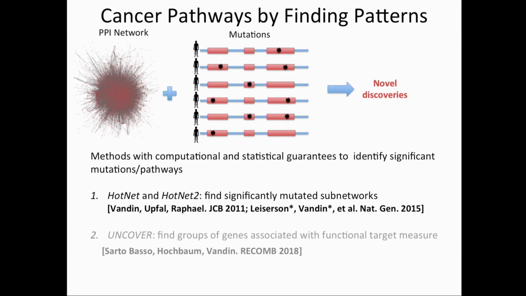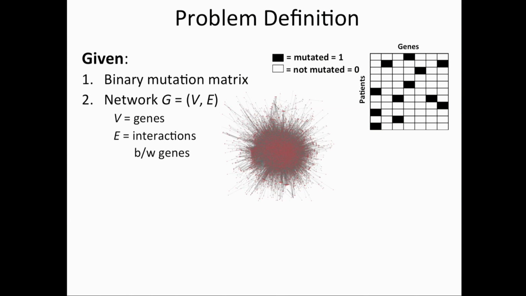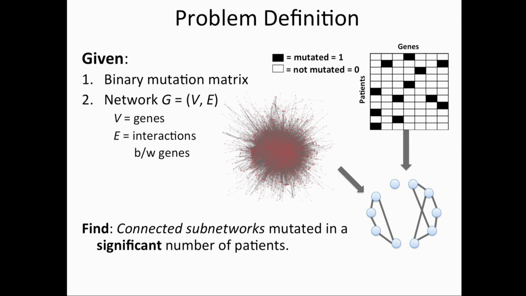Okay, so let's start with the first one, HotNet and HotNet2. So the problem definition is the following. We're given our binary mutation matrix and the network G that is just a graph in which the vertices are genes and the edges are interactions between genes or the corresponding proteins. And what we want to do is to find connected subnetworks that are mutated in a significant number of patients. Okay? Where significant can correspond to a high number of patients or may correspond to significant from a statistical point of view. So the first thing to notice is that this is a hard computational problem.